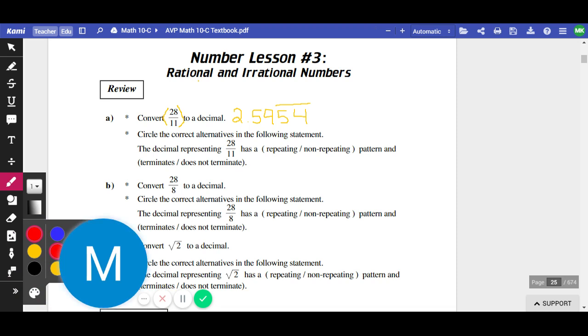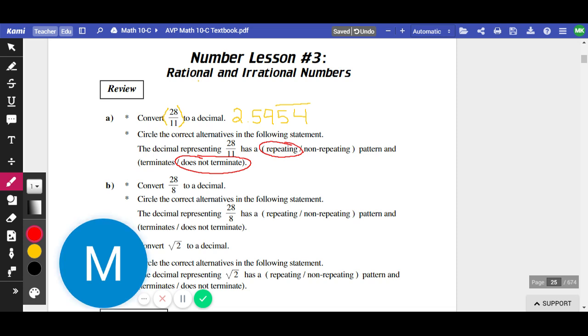The decimal representing 28 over 11 has a repeating pattern, and it goes 5, 4, 5, 4, 5, 4, and does not terminate. That means that it would go forever. It would repeat forever and ever and ever. Every decimal is going to fall into a couple categories. It's either going to be repeating or non-repeating, and it's either going to stop or not stop. It's going to be one or the other on all those options. So we're just going to look at a few numbers that have different scenarios. This one is repeating, 5, 4, 5, 4, never stops.